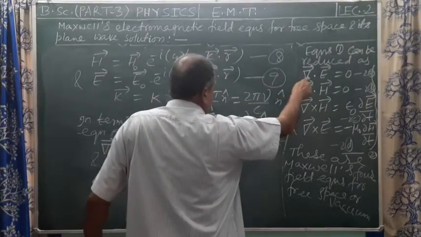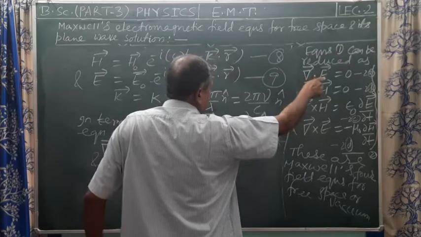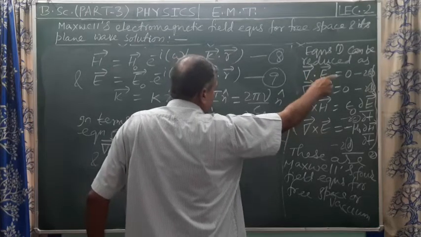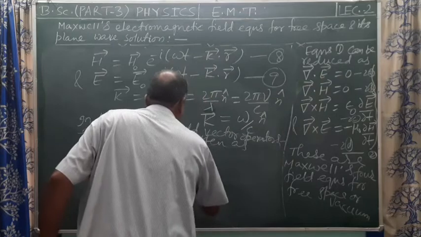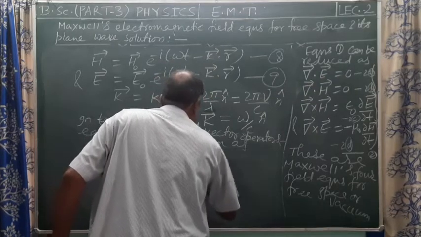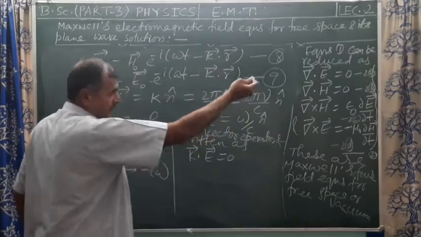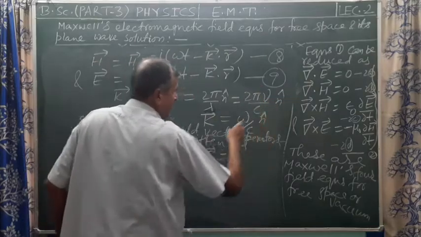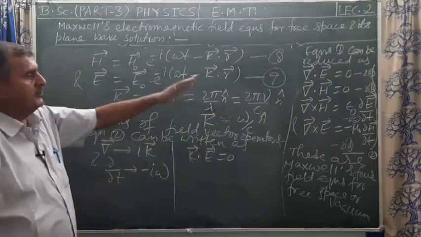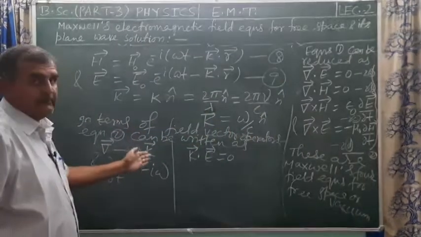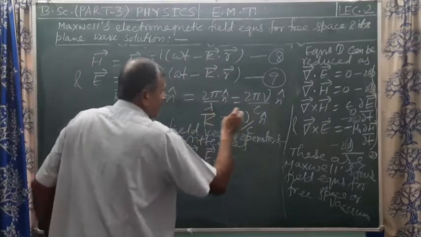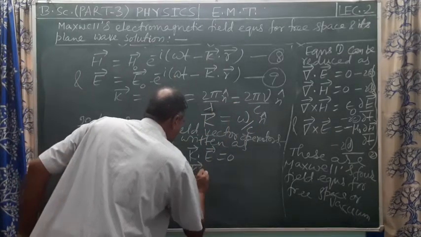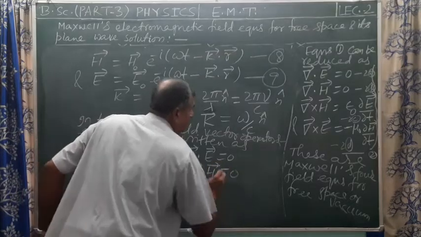In place of del vector, we write i k vector. So i k vector dot e vector is equal to 0. Therefore, k vector dot e vector equals 0, which is equation 2a. And equation 2b, that is del vector dot h vector equals 0. So del vector is replaced by i k vector, and we can write equation 2b as k vector dot h vector equals 0.